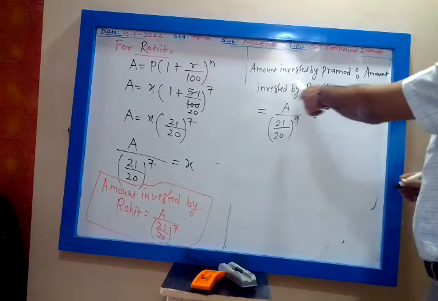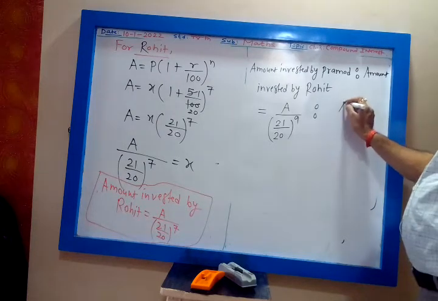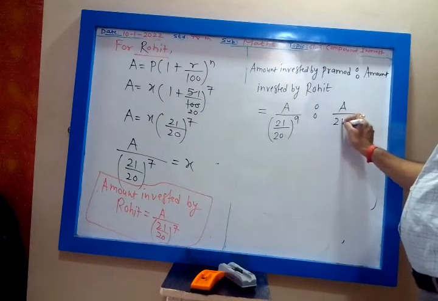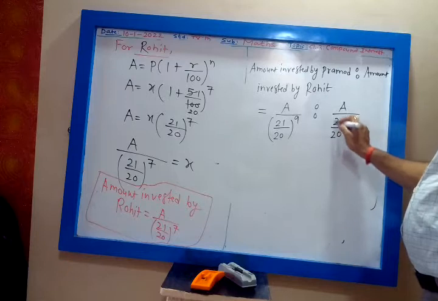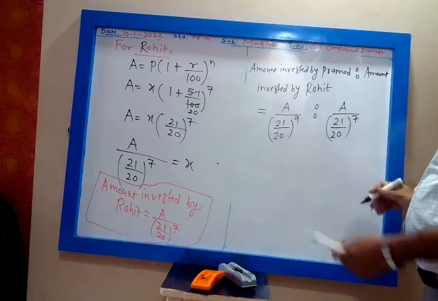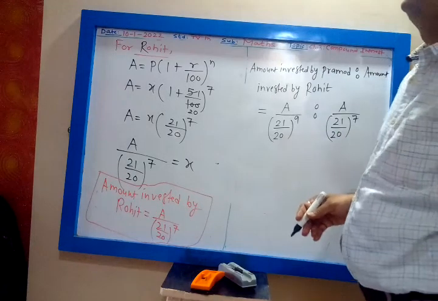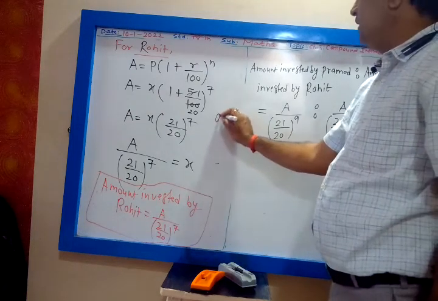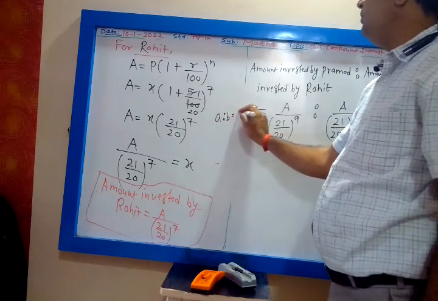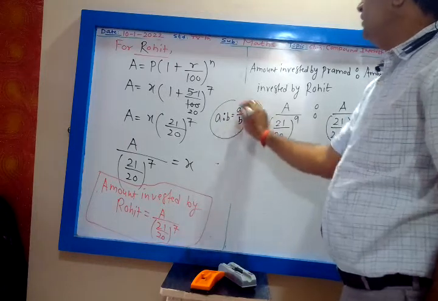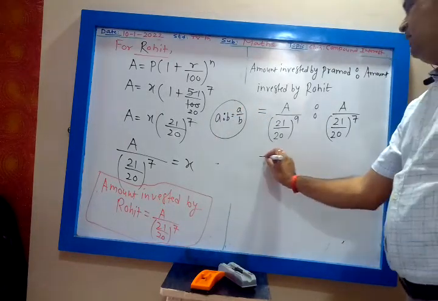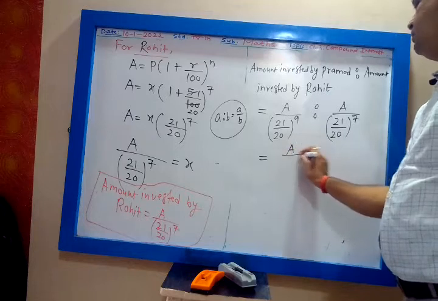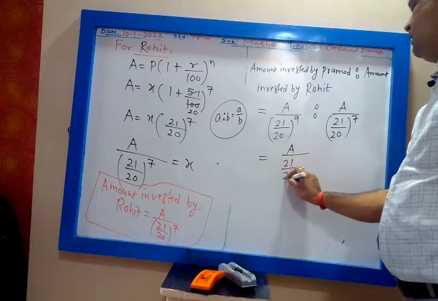What is the amount invested by Rohit? A upon 21 by 20 raised to 7, no? Yes. Now what do you mean by A ratio B, my dear? A ratio B means A upon B. That you remember. Okay. So this will be A upon 21 by 20 raised to 9.